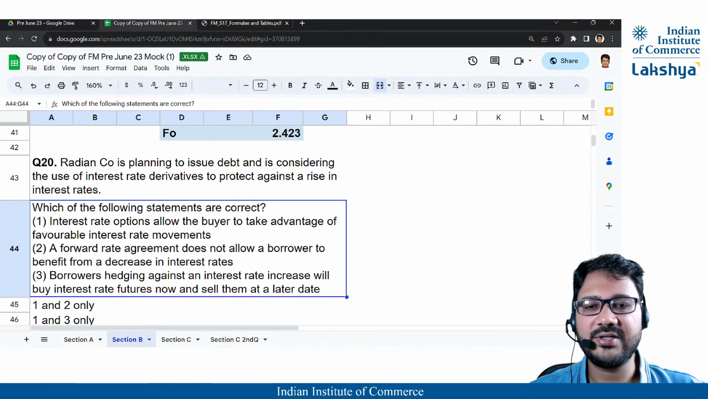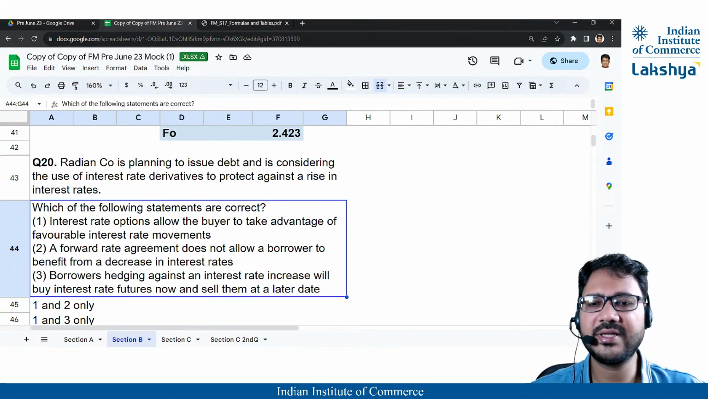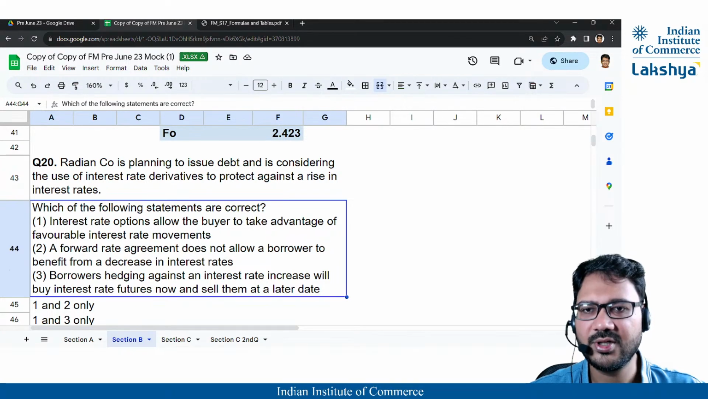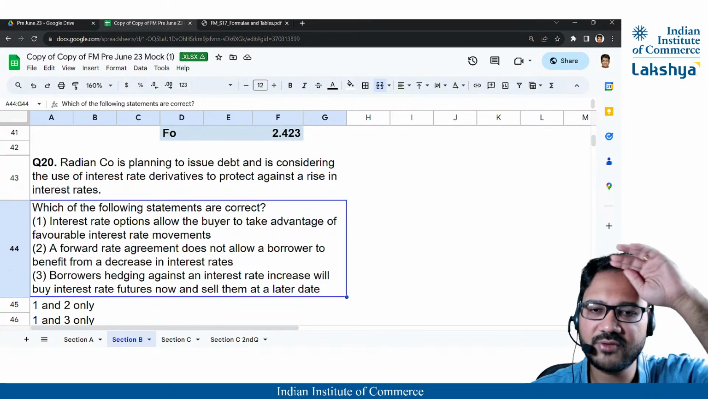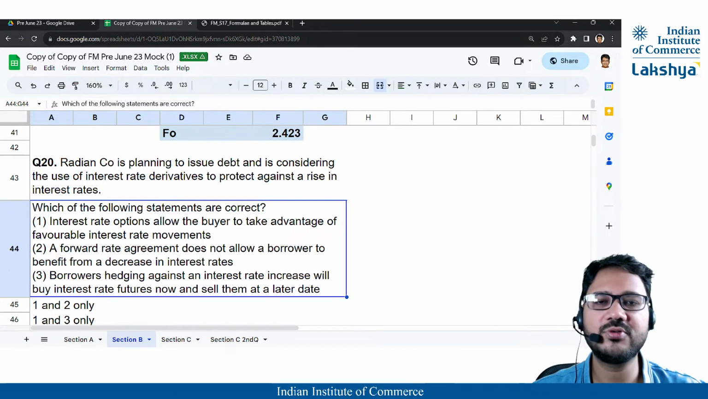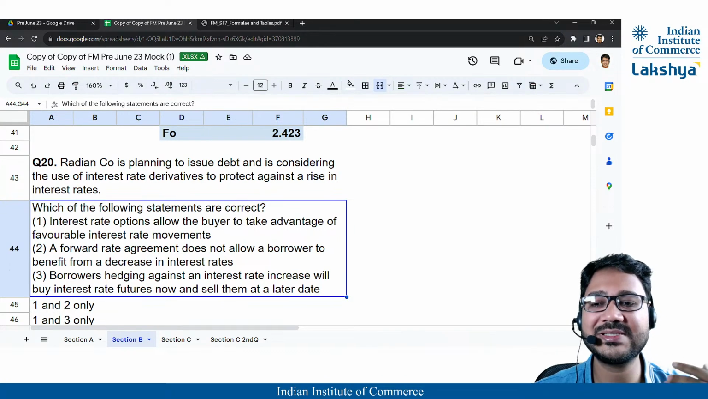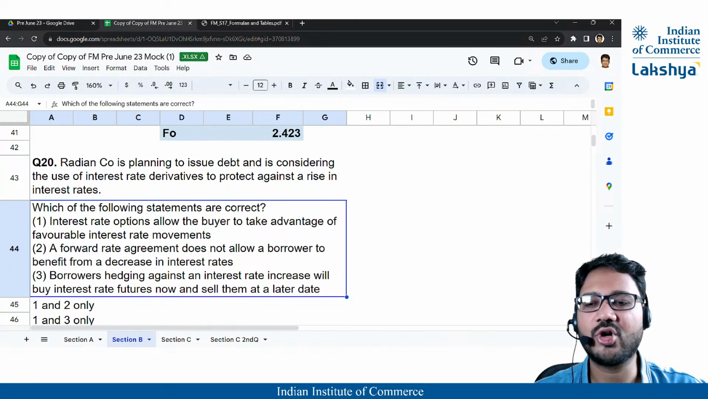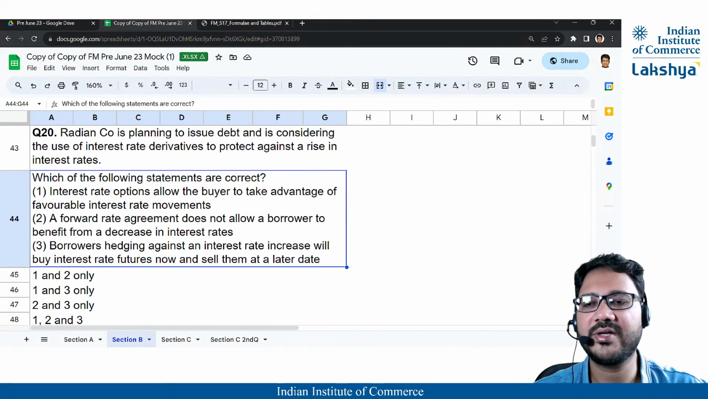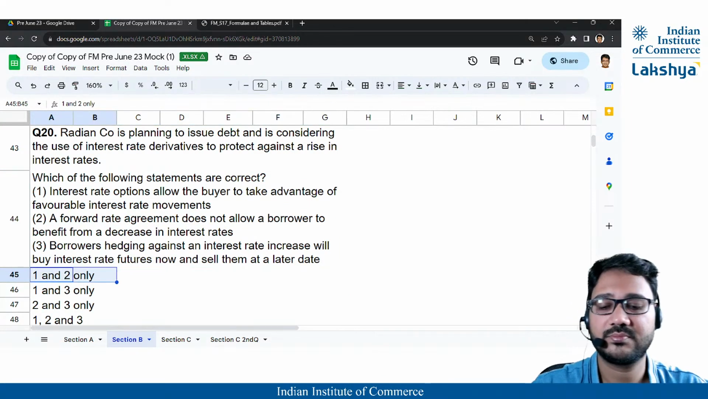Borrowers hedging against an interest rate increase will buy interest rate futures now and then sell them at a later date. Now if we are thinking from the futures point of view, we say that the underlying is a bond. So if you are borrowing, that means you are issuing bonds, that means you are selling bonds. So to hedge, you will be selling the IRFs, not buying them. So only 1 and 2 seem correct.